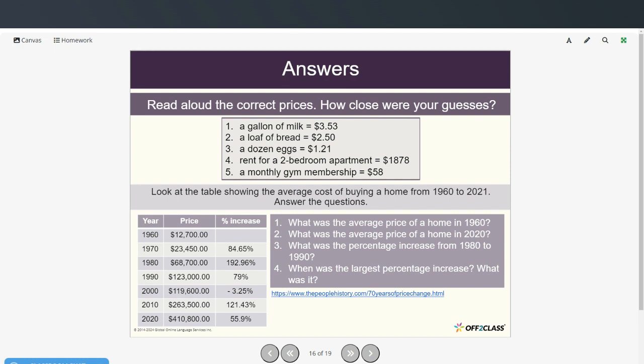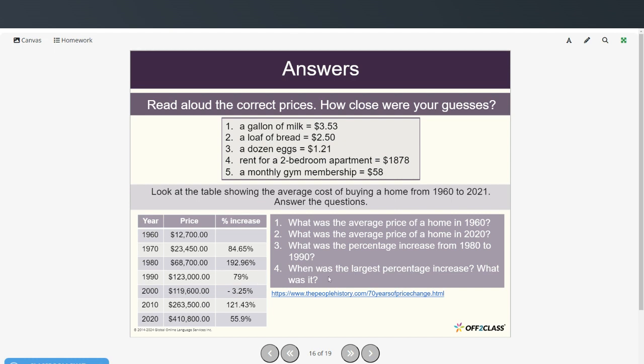Next, we have a table showing the average cost of buying a home from 1960 to 2021. So use it to answer the questions. So what was the average price of a home in 1960? Well, it was $12,700. What was the average price of a home in 2020? $410,800. And what was the percentage increase from 1980 to 1990? Well, it was a 79% increase.